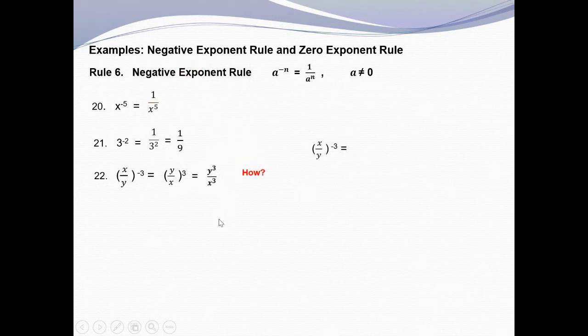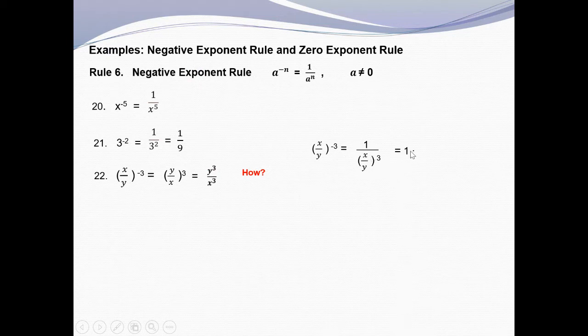How? Okay, I'm going to show you how. So we have x divided by y, both raised to the negative third power. The rule states that we put it under 1. So it's going to be 1, and then we're going to make it positive. So 1 divided by (x/y) to the third power.